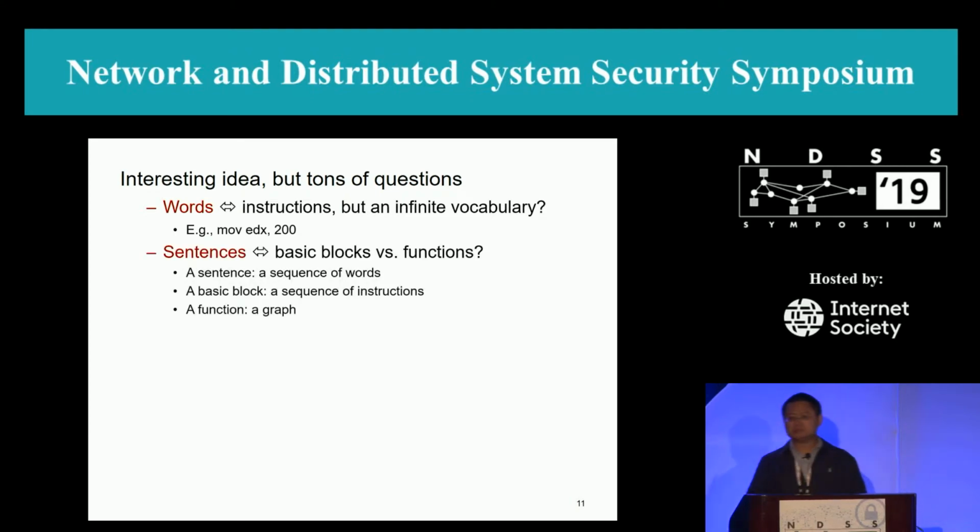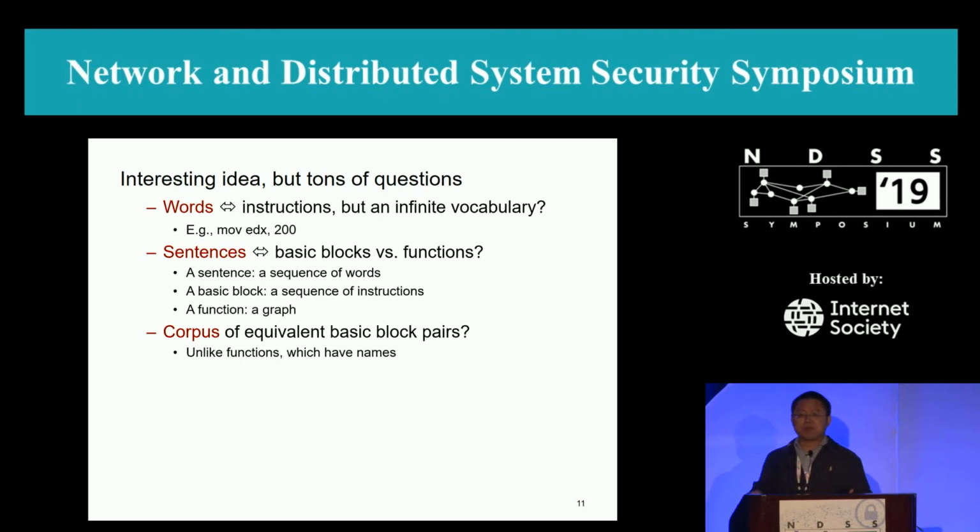Second, what should be regarded as a sentence? In our approach, we regard a basic block as a sentence. That's definitely arguable. People may argue, why don't you directly regard a function as a sentence, like in NLP? Our argument is that a function essentially is not a straight-line instruction sequence. Instead, more precisely, it's a graph of basic blocks. And different compilers and different optimization levels will twist this graph in different ways. So it would be very fragile if you regard a function as a sentence.